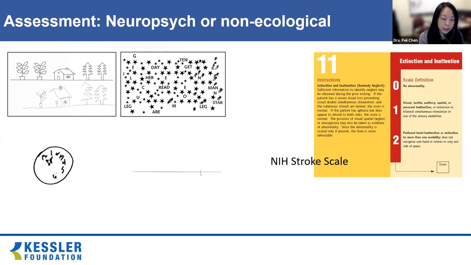There is one weakness of these tests: they are not directly translatable to daily life functions, to clinicians. So when you see a patient only draw half of a clock, you don't know whether the patient sits up straight. You don't know whether the patient can dress themselves properly on both sides. You don't know whether the patient has difficulty looking for things in their room. So there has been a push to develop ecological or functional assessments for spatial neglect.